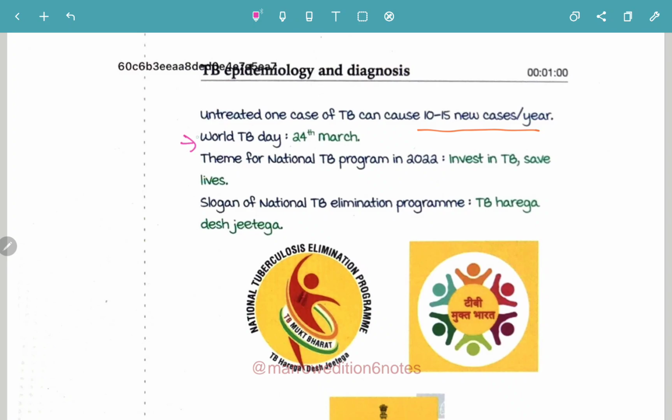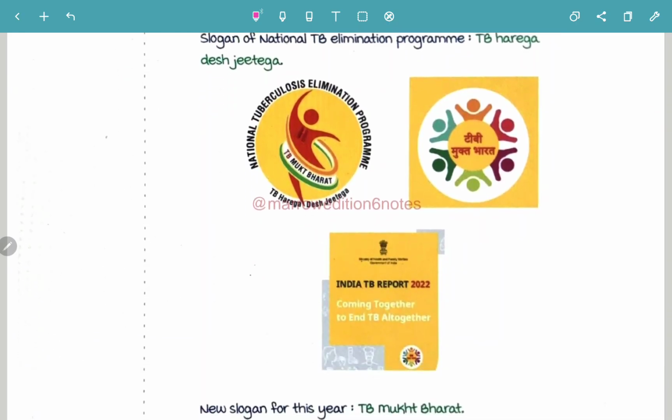Remember, when is the World TB Day? The World TB Day was on 24th March. And the theme for National TB program in 2022 was Invest in TB and Save Lives. The slogan of National TB Elimination Program is TB Harega Desh Jitega.